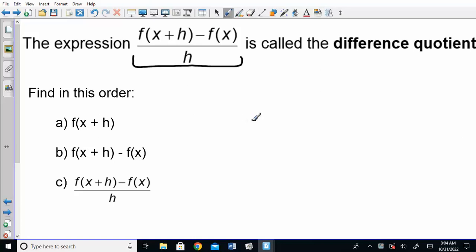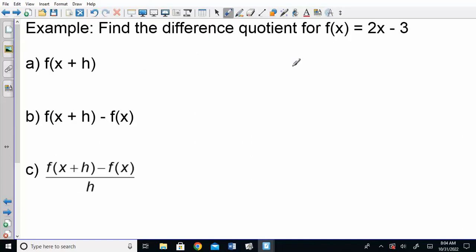So I would say part A, find f of x plus h. What does it mean if I ask for f of x plus h? Plug in x plus h. If I said f of 3, you would plug a 3 in for your x. If I say f of x plus h, we're going to plug x plus h in. So let's try that on an example. My function is 2x minus 3.